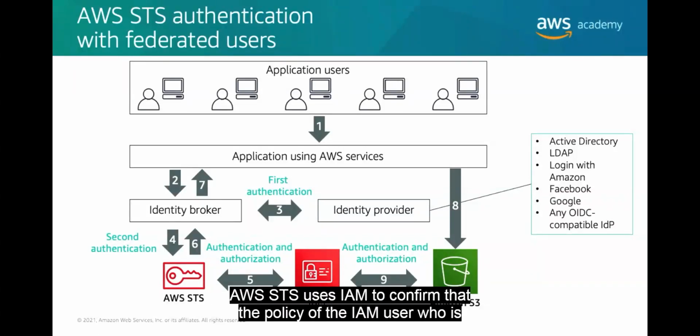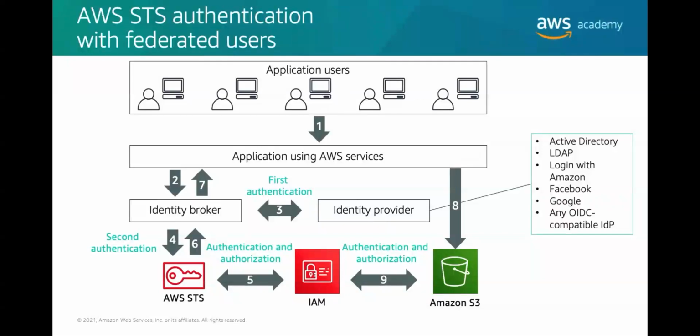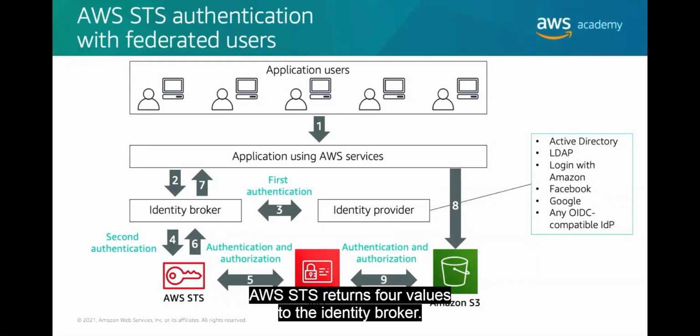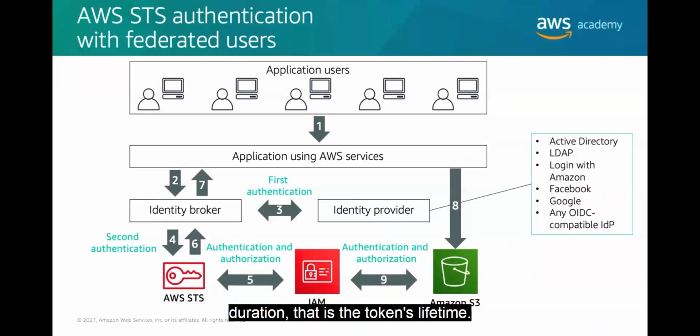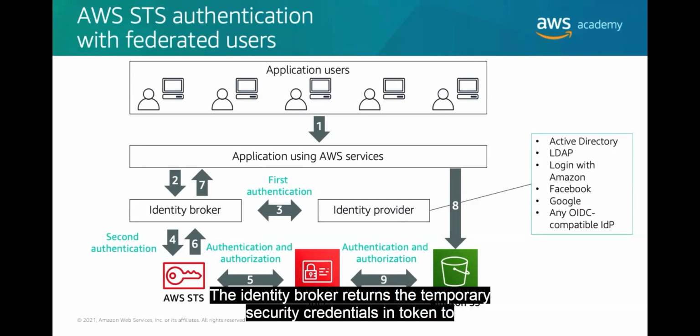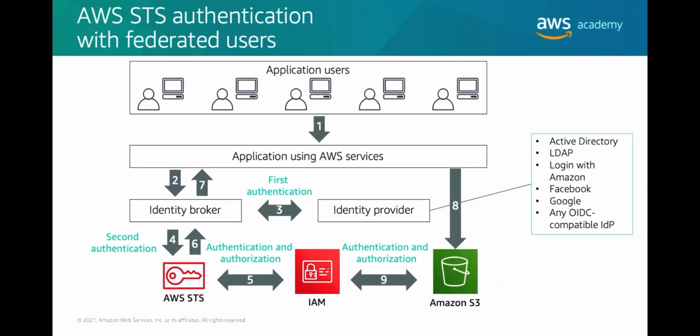AWS STS uses IAM to confirm that the policy of the IAM user who is making the API call has permissions to create new tokens. AWS STS returns 4 values to the identity broker: an access key, secret access key, session token, and duration, that is, the token's lifetime. The identity broker returns the temporary security credentials and token to the application.